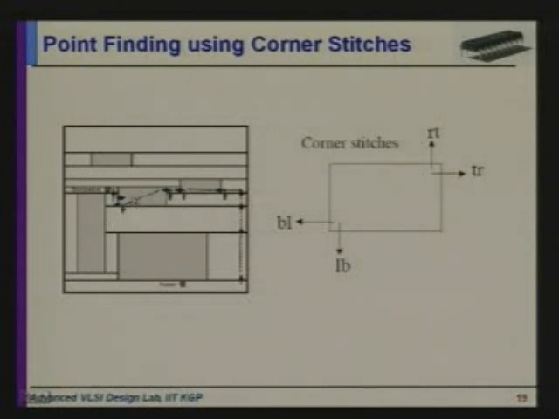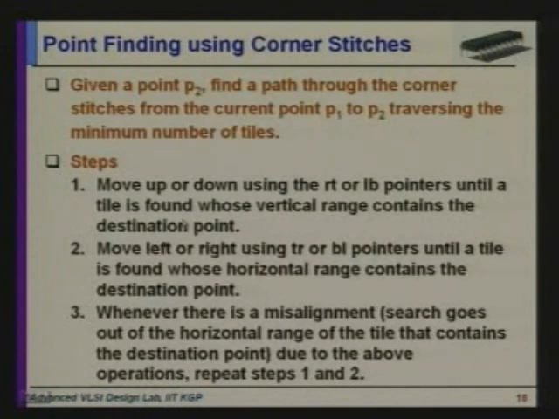So when we come to this block, there is a misalignment. That means its horizontal or vertical range does not contain the destination point. So we again go to the top. We go up until the vertical range contains the point. Then we move left.